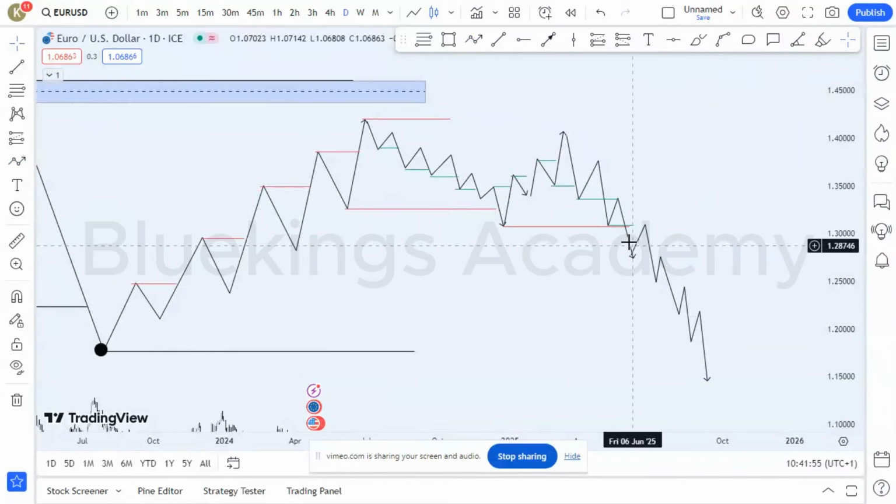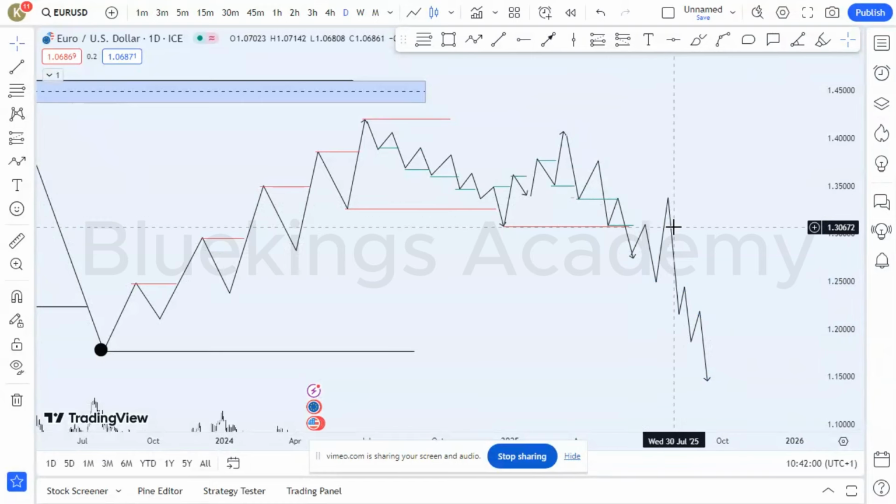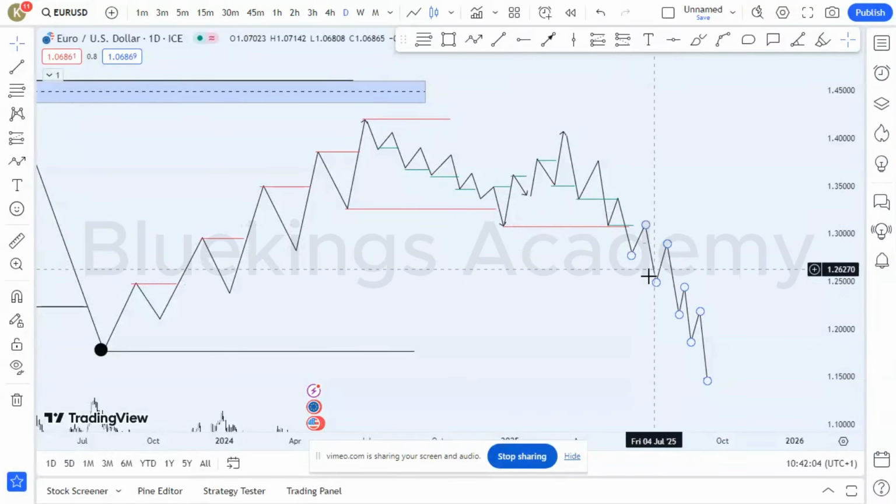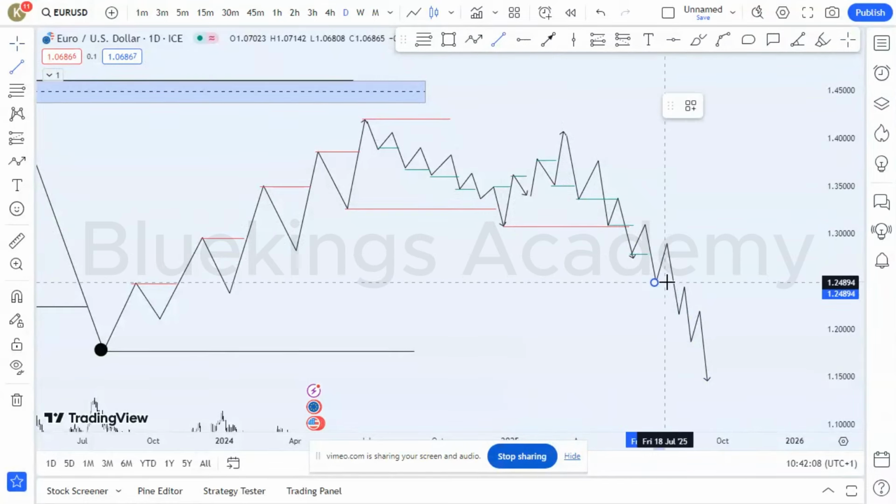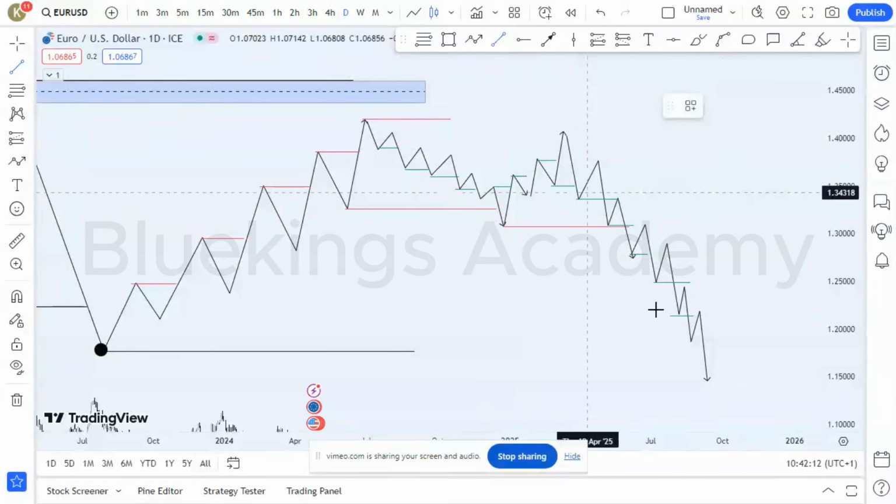Now remember, all of these are fractal structures. There was no time price did this. If price did this, here would be red. But price did not do this. Continue like that, so they're all going to be green fractal, green fractal. Okay, as I do mark mine.